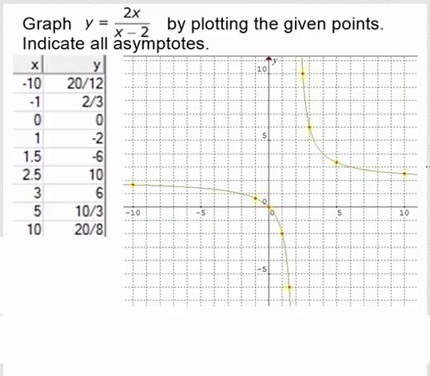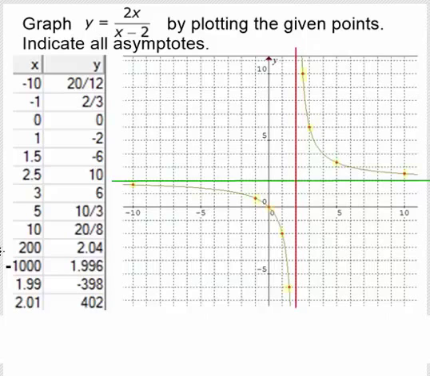And then we look at the graph and see, where does it level out to? Well, to me, it seems to level out to y equals 2. And also, vertically, it seems to take off up and down near the vertical line x equals 2, which is right here. To verify this, I plugged in some really large positive and negative x values.